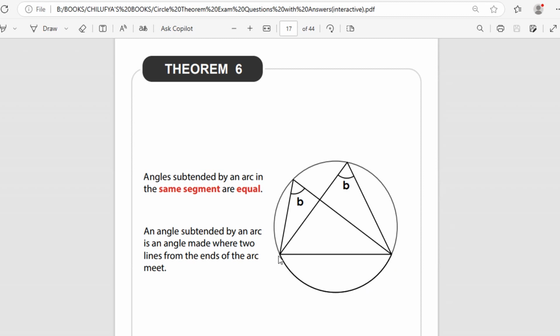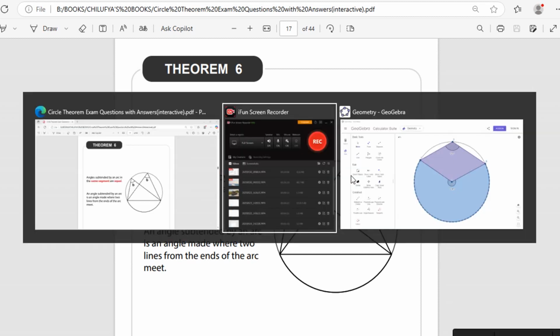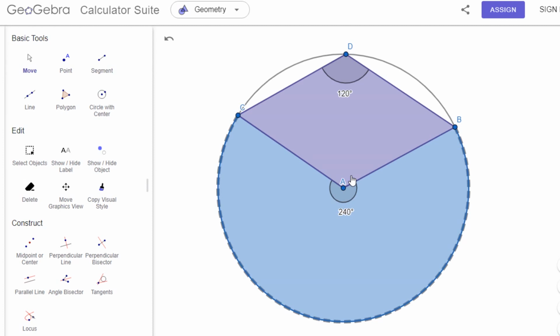Now we have two lines. As you can see, this line and this other line meet. So therefore this is what they mean by angle subtended by the arc. So that's what I mean. So let us go to GeoGebra and I'll show you what we are talking about.